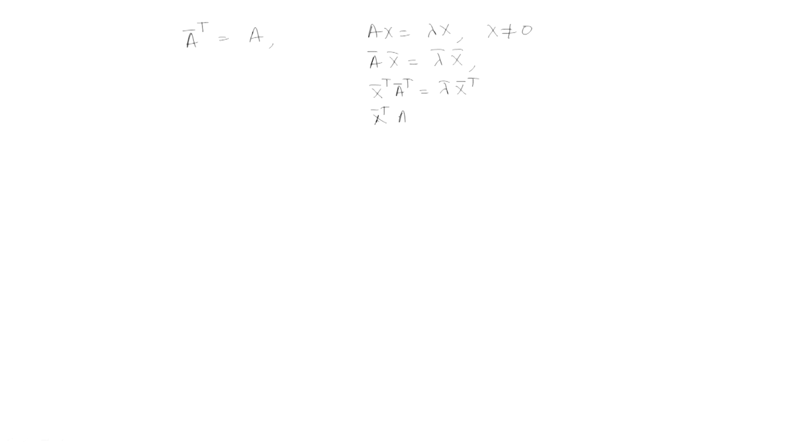x bar transpose A is equal to lambda bar x bar transpose, so x bar transpose Ax equals lambda bar x bar transpose x. Here x bar transpose Ax is lambda x bar transpose x, and the other side is lambda bar x bar transpose x. So, this implies lambda minus lambda bar into x bar transpose x equal to 0, and since this is not equal to 0, this implies lambda equal to lambda bar. So, hence all eigenvalues of a Hermitian matrix are real.